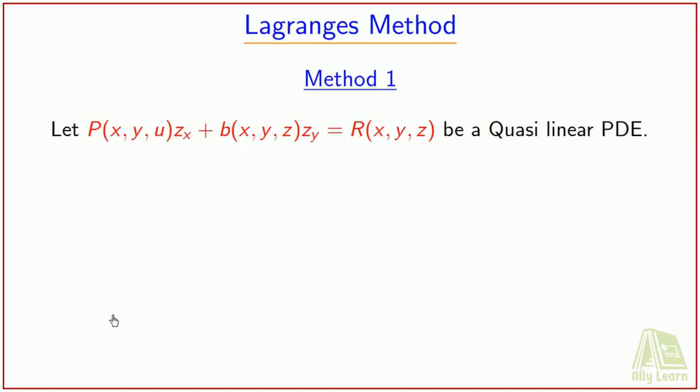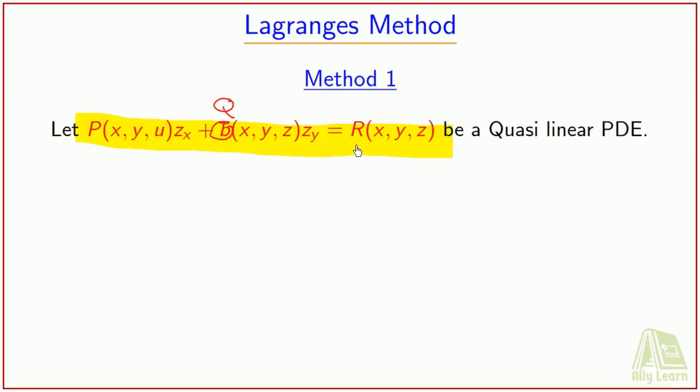So first of all, let this be my first order quasi-linear PDE. I have taken it to be of this type, P into Zx plus Q into Zy. So friends, just make a mark over here that this is not B, this is Q. Instead of B, make it Q. So my quasi-linear PDE is given in this form, P into Zx plus Q into Zy equals R. So this is my first order quasi-linear PDE. Now I move towards calculating its general solution.